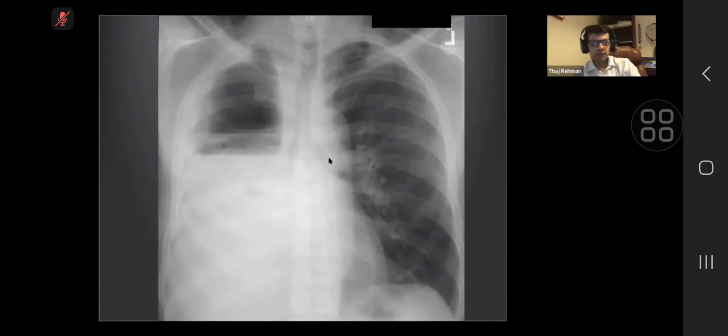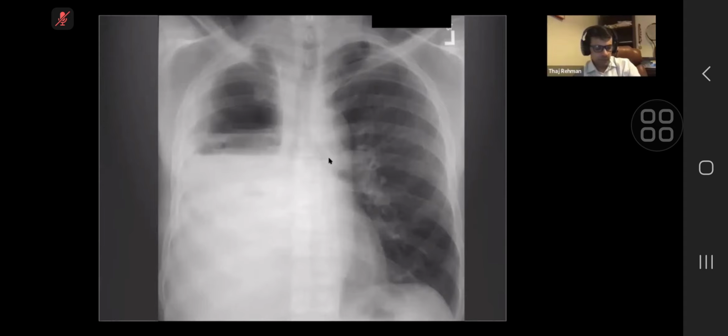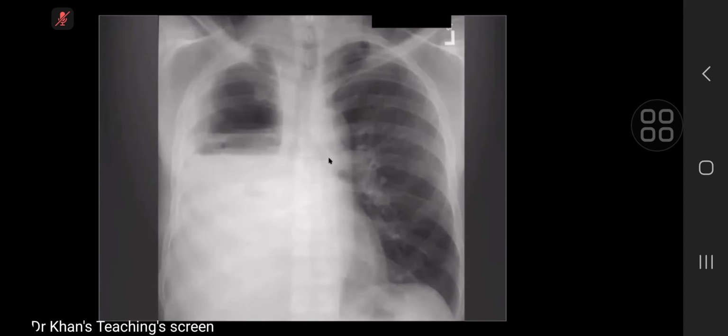Your voice is really muffled. I can't hear you. So I can see an air fluid level on the right, which appears to be like a hydropneumothorax on the right side. There's no mediastinal shift. The left lung is unremarkable. I cannot see any rib abnormalities there.